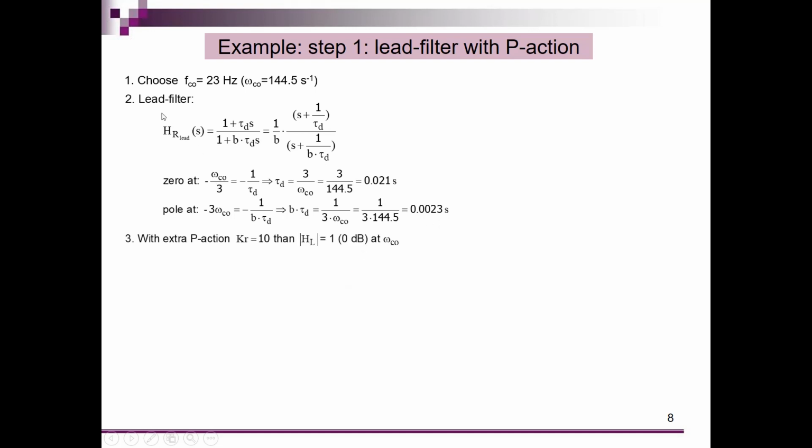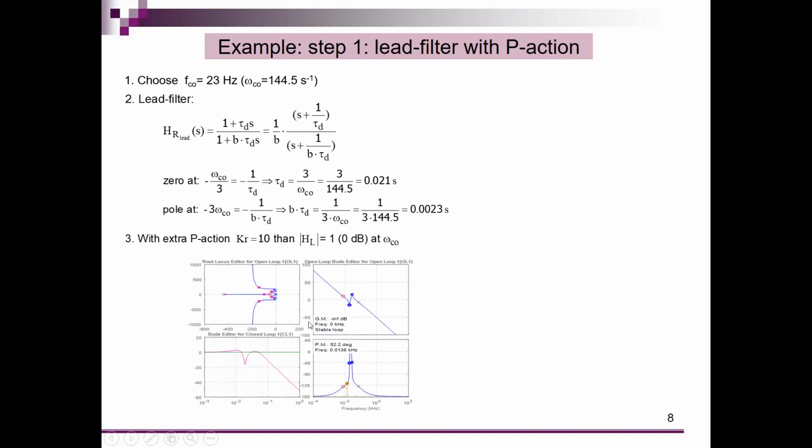So now we have defined the lead filter by applying the rules of the lead filter, and now increase the P action in a way that at that crossover frequency over here, my amplitude is 0 dB, or I have an open loop amplitude which is equal to 1. And in this case, we can do that by increasing the P action to 10. So now we have our starting value for the lead filter with P action using the loop shaping rules.